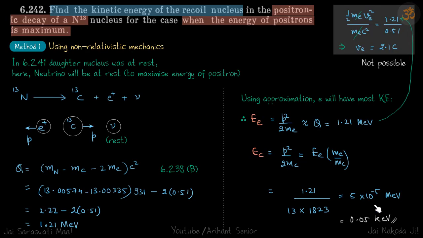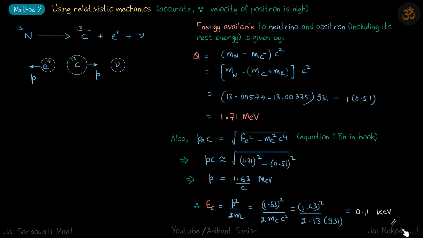And what we got here, so yeah, we are off by almost double. So the correct answer is double of what we got from here. That's why this is the accurate approach. All right.